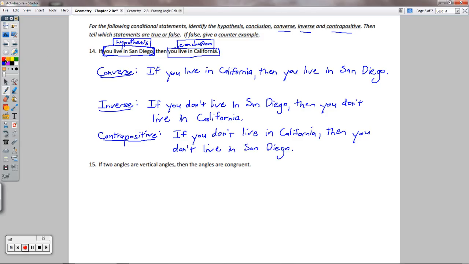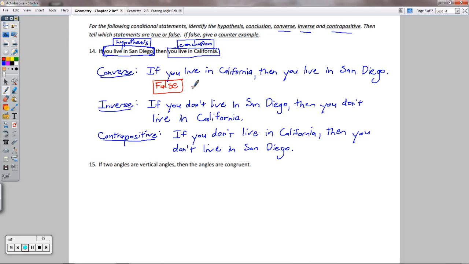Now back to the truth values of these. And we're trying to, if it's false, come up with a counterexample. So the converse, if you live in California, then you live in San Diego. Is that a true statement or is that a false statement? If you live in California, does that necessarily mean that you have to live in San Diego? No, there's, I don't know, like 35, 40 million people in California last time I checked. And not all of those people live in San Diego. So I'm going to say this is false for sure.